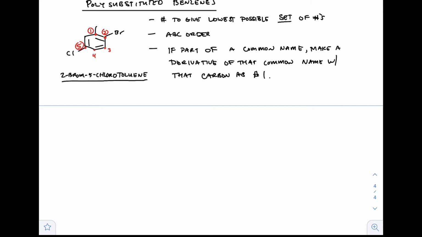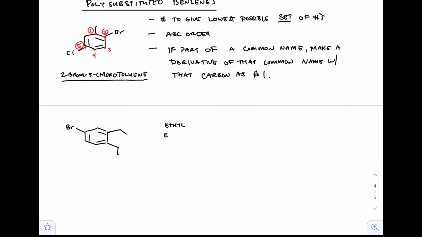Okay, so let's try some other ones. Here's a benzene ring. Let's throw some stuff on here. Let's throw an ethyl. Might as well throw another ethyl on there, and then a bromine. Since we have an ethyl and then an ethyl, we can add those two together and make it a diethyl. And remember, when we have that prefix di, we still go based off of the E in ethyl for our ABC order. We have a bromo, and then we want to try and figure out the numbering.